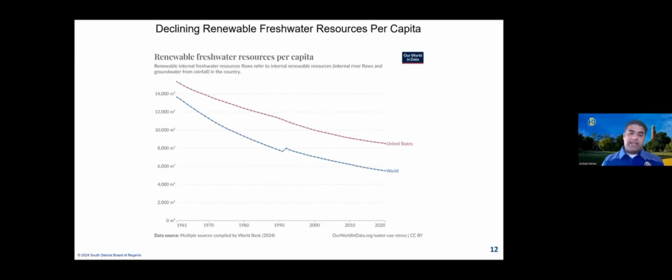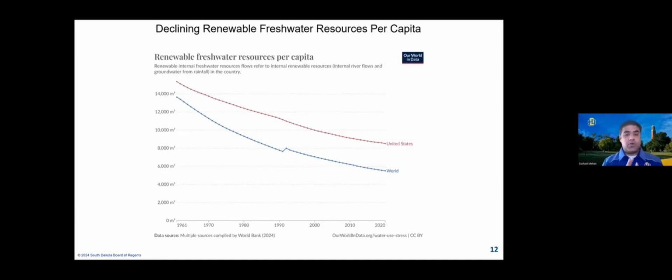The point to highlight here is the gap between the US and the global average is narrowing, which suggests that while the US still has more fresh water per capita than the world average, the rate of decline is significant and highlights the importance of water conservation and better management practices in the realm of climate variability.